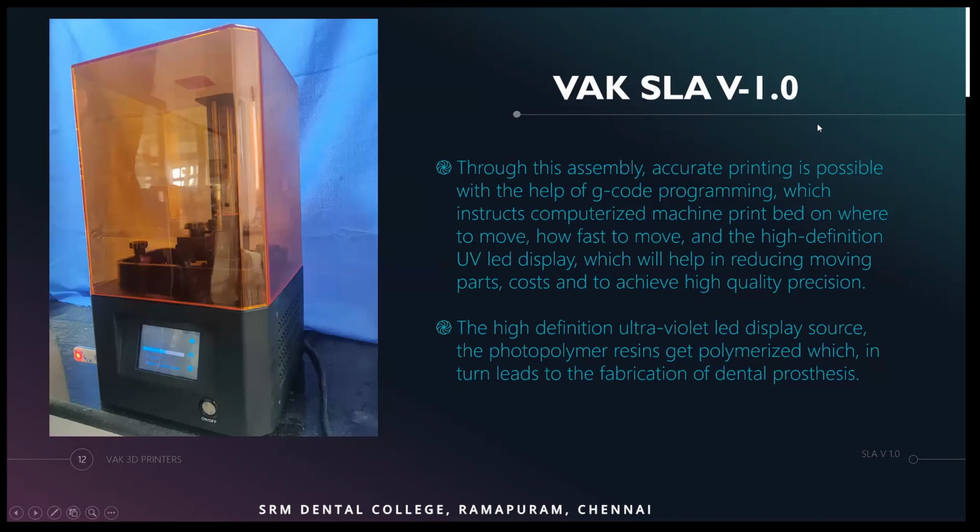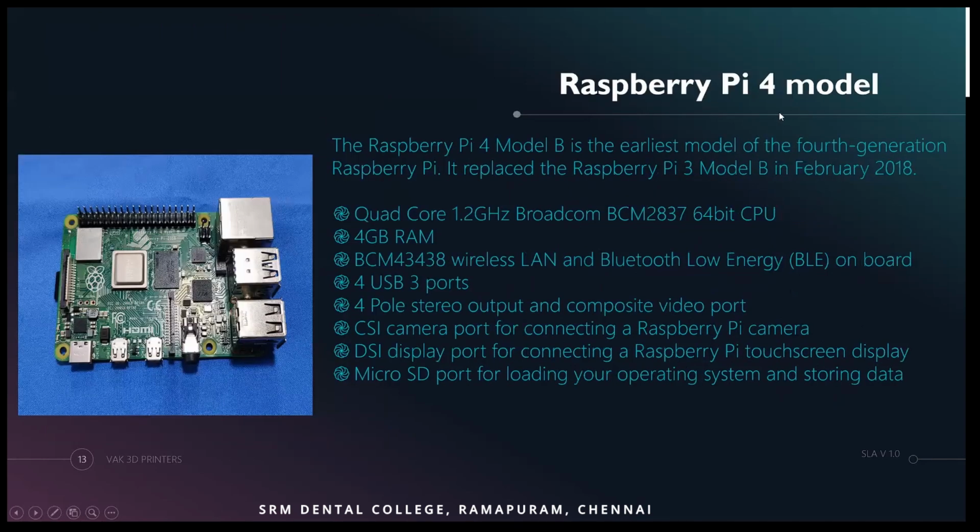So what we are going to see is the bottom up SLA 3D printers. This is the VAC SLA version 1 which we have designed. You can see this is the SLA type. Here we have used Raspberry Pi.